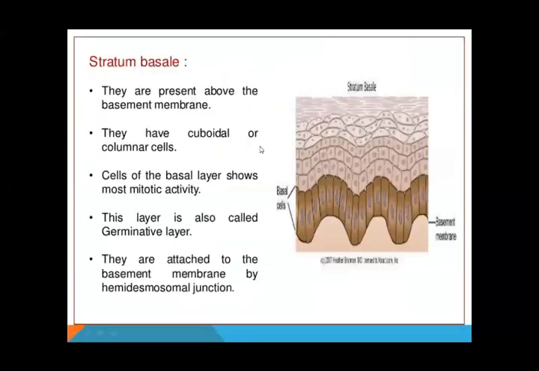Stratum basale, क्या है? The cells are present above the basement membrane. They have cuboidal or columnar cells. Cells of the basal layer show the most mitotic activity. This layer is also called the germinative layer. They are attached to the basement membrane by hemidesmosomal junctions.